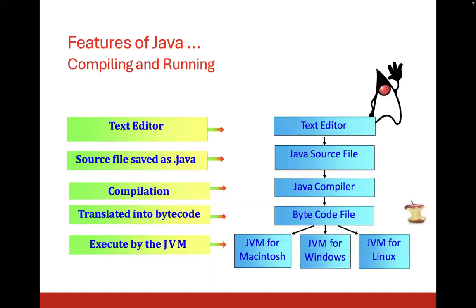In conversion, we do two things. First, we convert our code into bytecode. Bytecode is not the exact machine code. It is something before that.